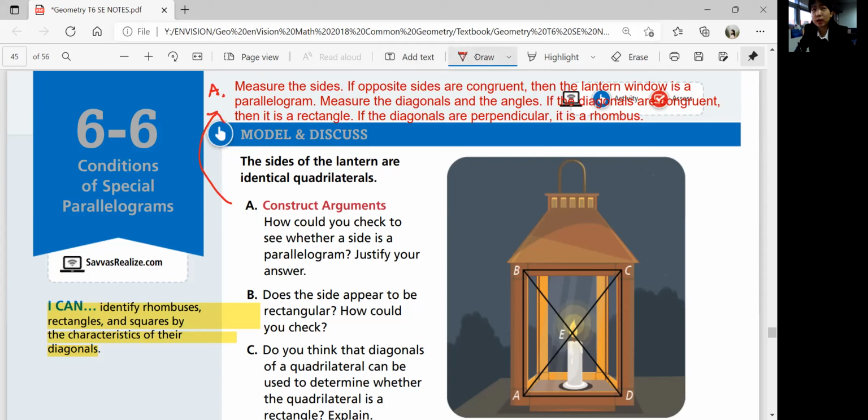Okay, part B, does the side appear to be rectangular? How could you check? Just by looking at it, do you see a shape? How could you identify this quadrilateral? It's more like a rectangle, right? It has right angles at the vertices, and you see two pairs of parallel lines. How do you check?